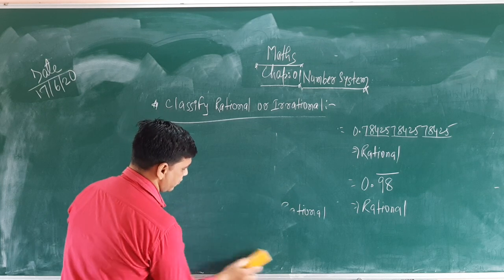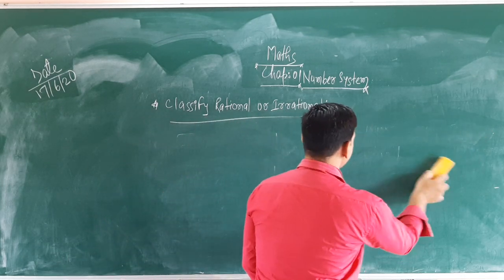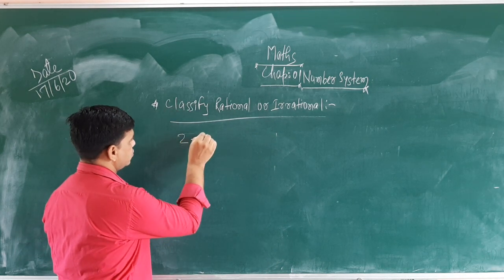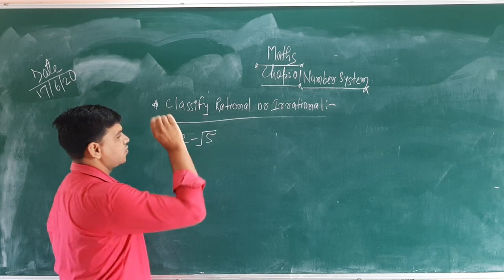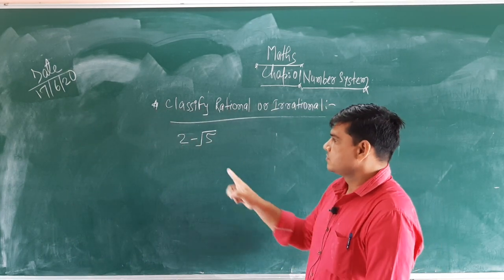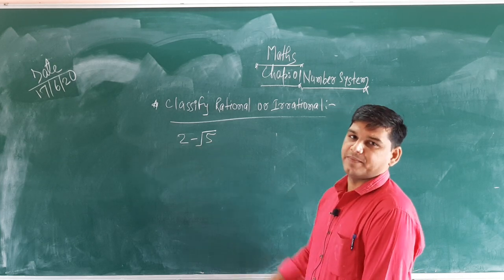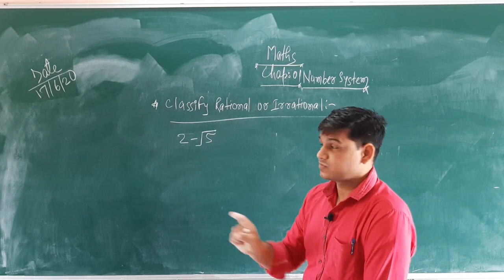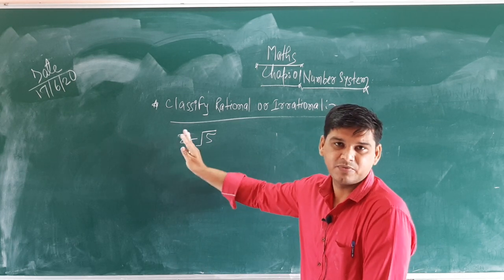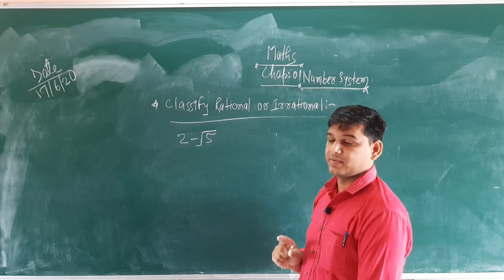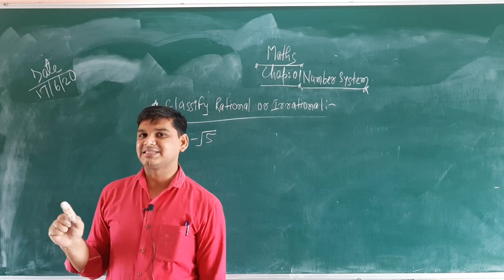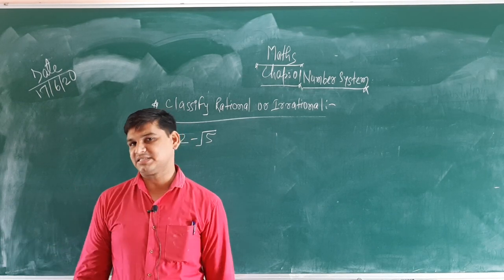Next, we'll take another example of how to classify numbers. Let me take another example for that. A simple thing: if I write 2 minus root 5, is it rational or irrational? Why? If you see the number, here is the square root of 5. Any irrational number which is added, subtracted or multiplied with a rational number, the answer will always be irrational.